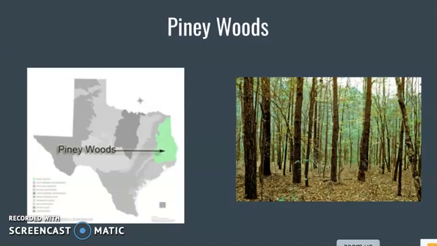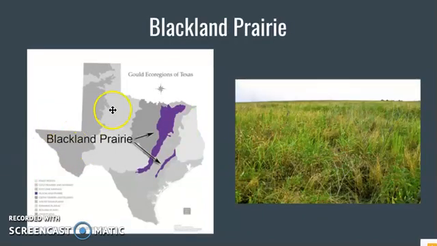The next one is Piney Woods, and it's literally like it sounds, it's a piney wood. It's literally a forest of big pine trees. And then the next one is Blackland Prairie. It's this little purple right here, just a prairie really. It's categorized by specific types of grasses.